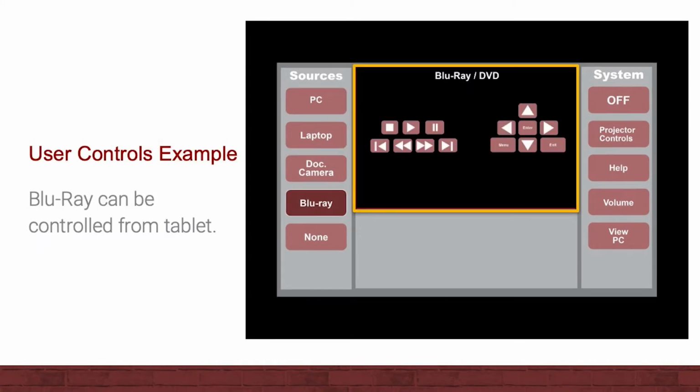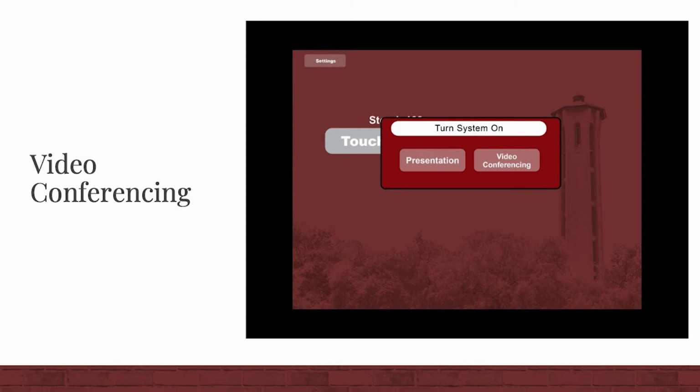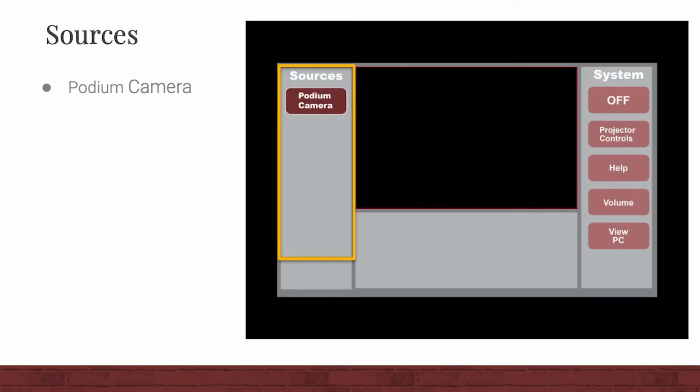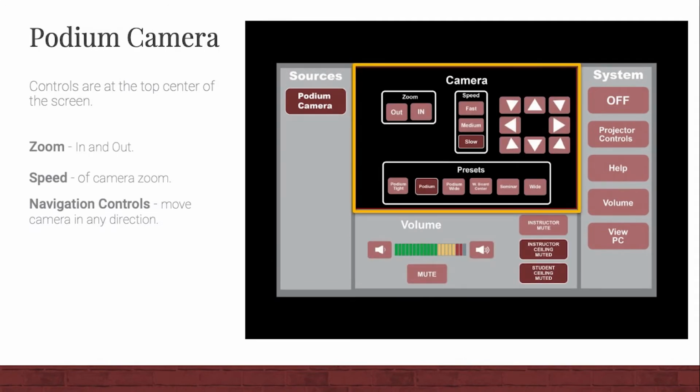Blu-ray is a great example of a source that has controls available on the tablet. Once Blu-ray is selected, you will get controls on the tablet. Now, I will show you sources, but this time going through video conferencing mode. The only source available in video conferencing is Podium Camera. When you select Podium Camera, the controls will appear at the bottom center of the tablet screen.